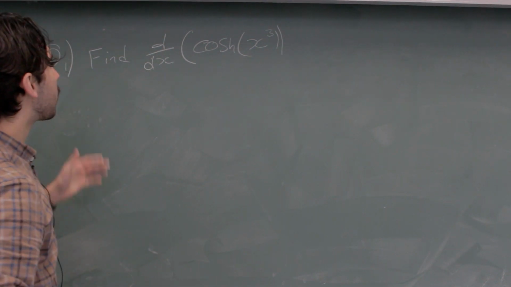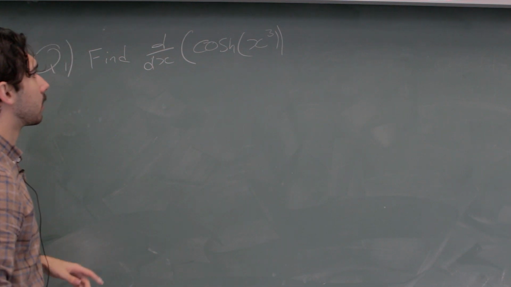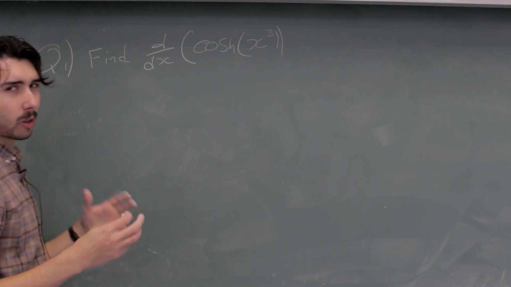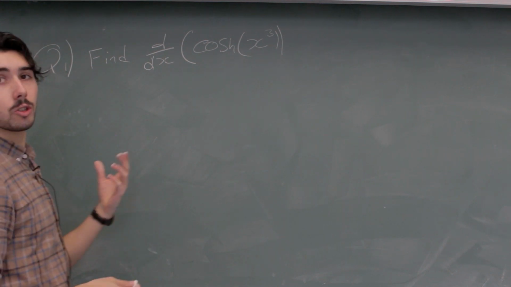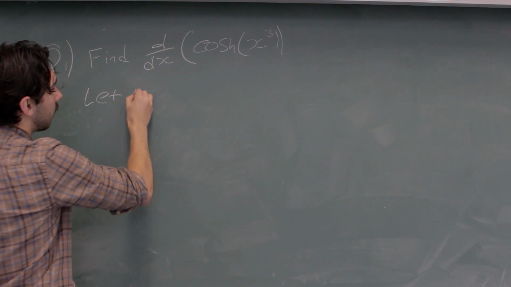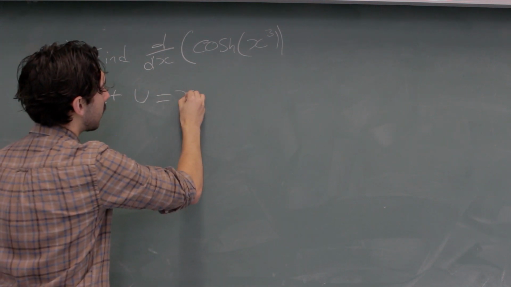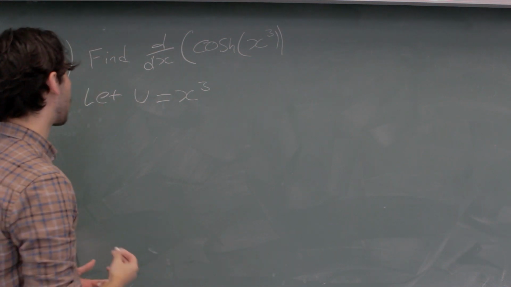Okay, we want to find the derivative of cosh x cubed. Let's think about how we can do this. Maybe you're kind of a wizard and you can just do it. If not though, we can do this with the chain rule. So we could let u be x cubed. Again, you might not need to do this, but this is a way that you can be certain that you've got it right.